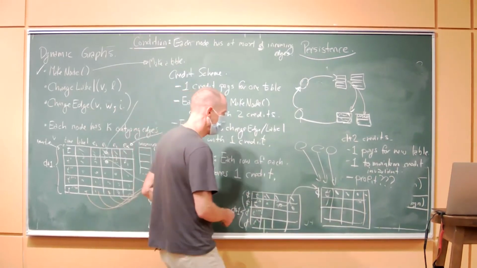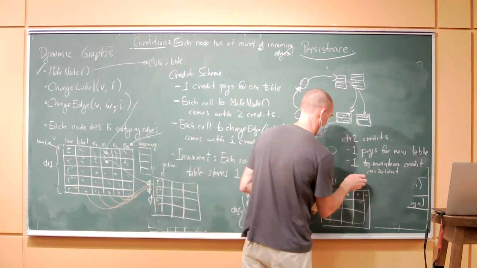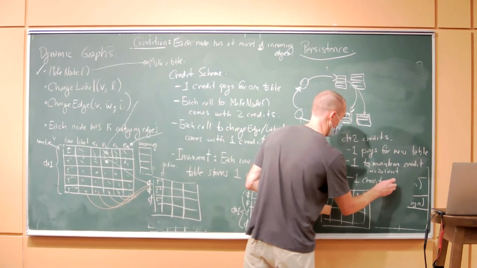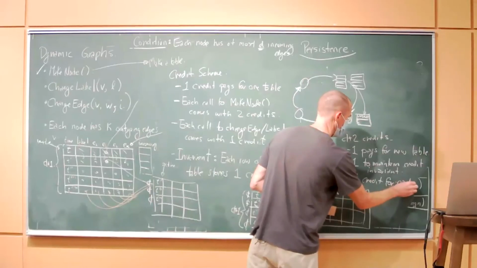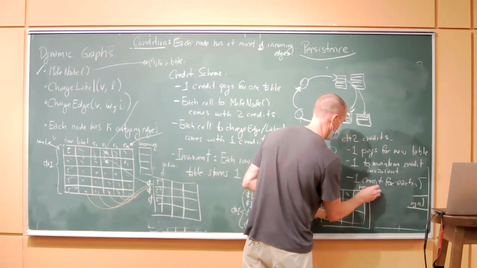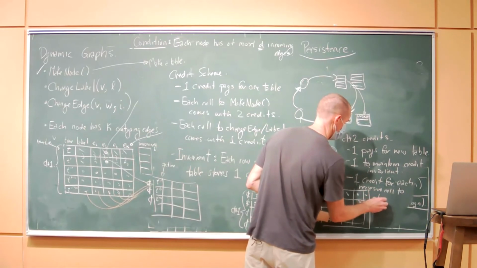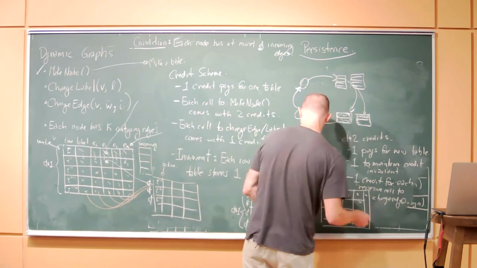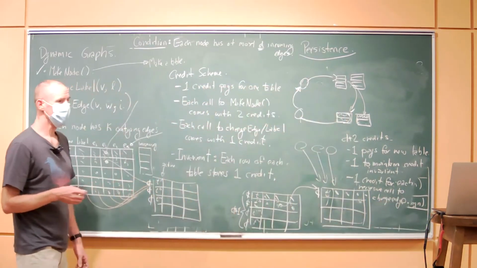Okay. So, and then we use 1 credit each for each recursive call to change edge. Okay. And that's it.